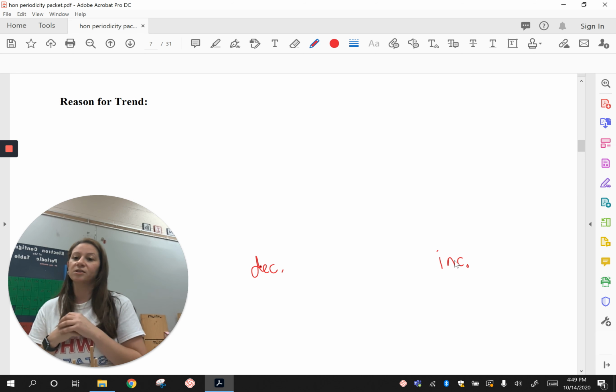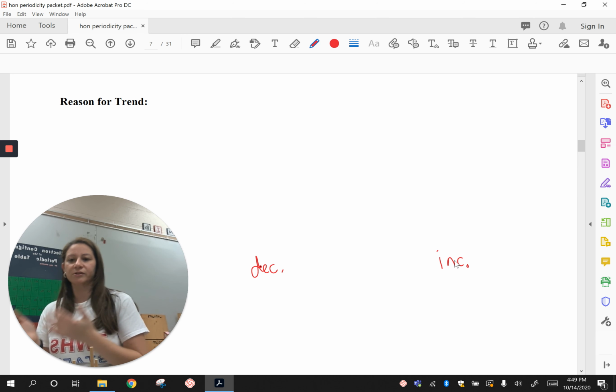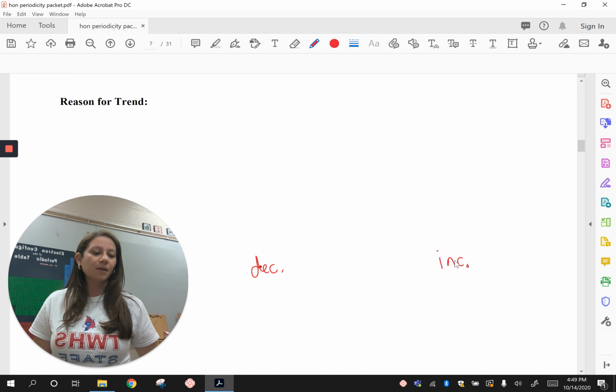And so the radius will get smaller. So again, you can think of Zeff causing the trend in the size, or the size causing the trend in Zeff, but you can tell that they are definitely related to each other. So let's talk about why we're seeing these trends.